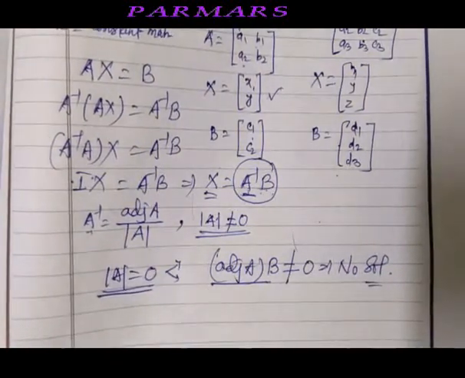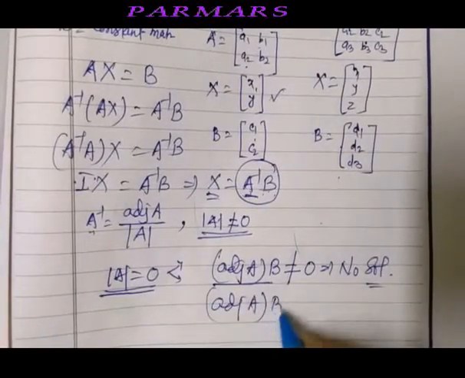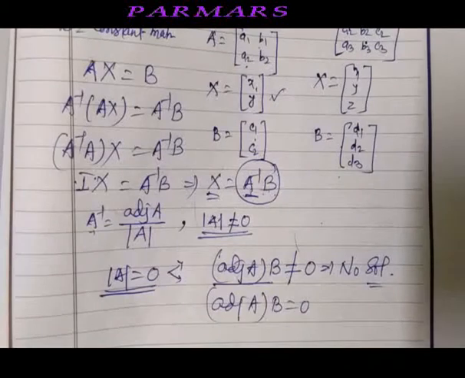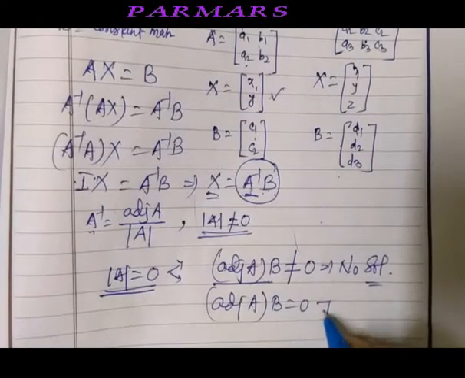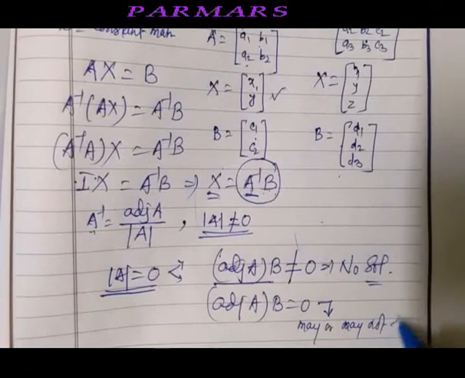Simply you can say no solution. But what if adjoint A into B becomes 0? So it may or may not have a solution. May or may not have any solution.